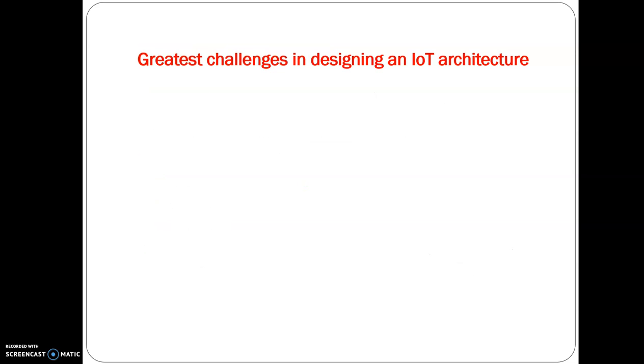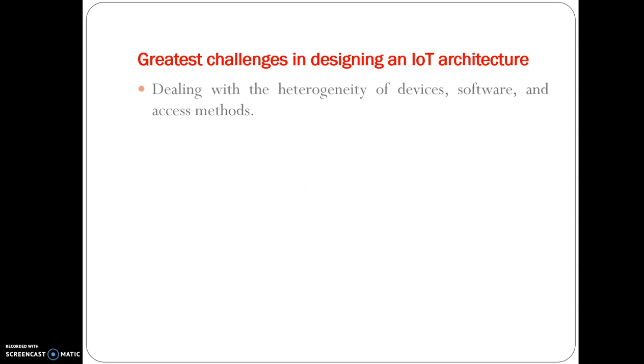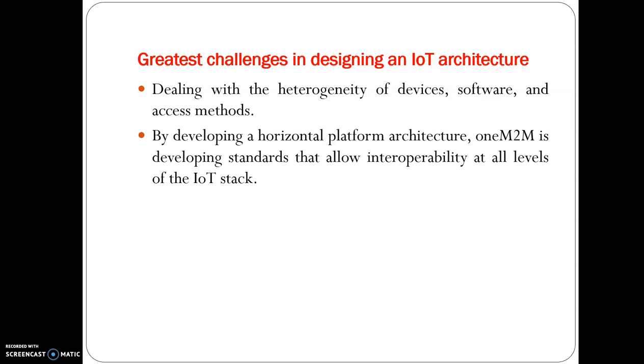Now what we are going to see next are the greatest challenges in the design of an IoT architecture, as well as the standardized IoT architecture. One of the greatest challenges in designing an IoT architecture is dealing with the heterogeneity of devices, software and access methods. By developing a horizontal platform architecture, oneM2M is developing standards that allow interoperability at all the levels of the IoT stack.